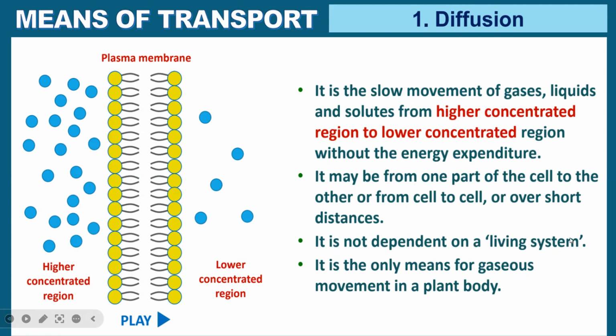It does not depend on a living system. There is no need of life for diffusion to occur. It is the only means of gaseous movement in plants. So here you can see higher concentration, and on this side 1, 2, 3, 4, 5 molecules, lower concentration. So molecules will diffuse from higher concentration to lower concentration. Got it? So write this definition.